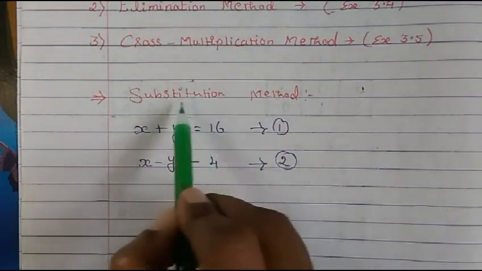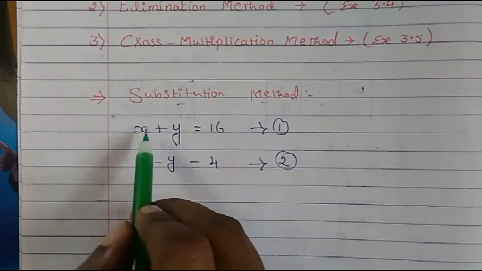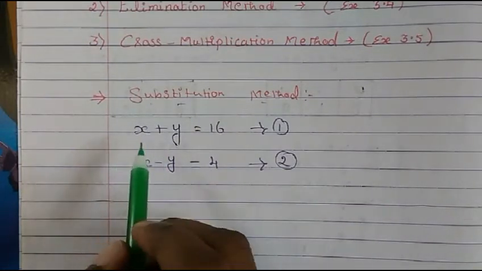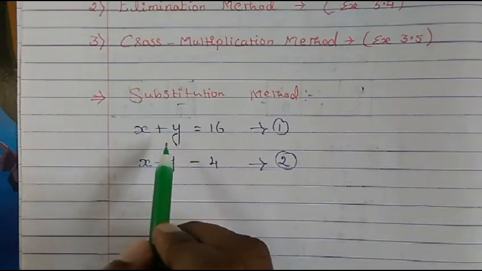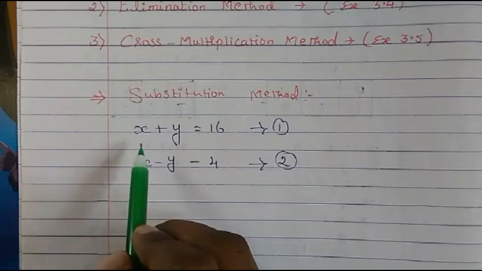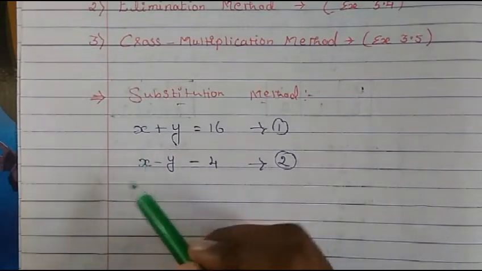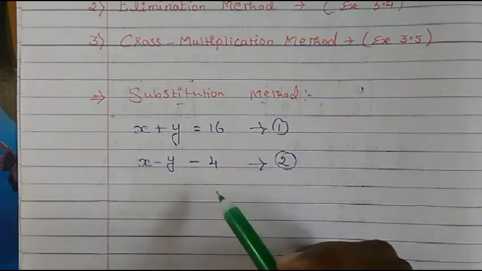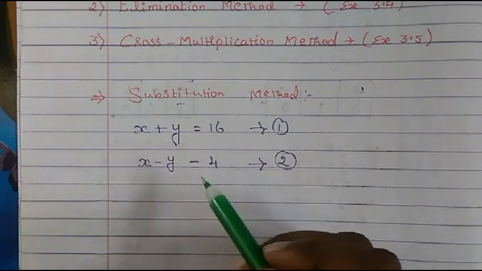What the substitution method does is, we have to find the value of any one variable. Variable means x and y. These are the variables we have here. So for any one variable we will find the value, and substitute that value into any of the equations and find the value of the other variable. So that's what we are going to do.